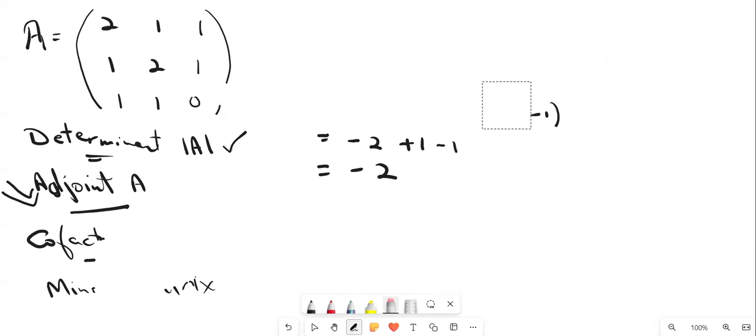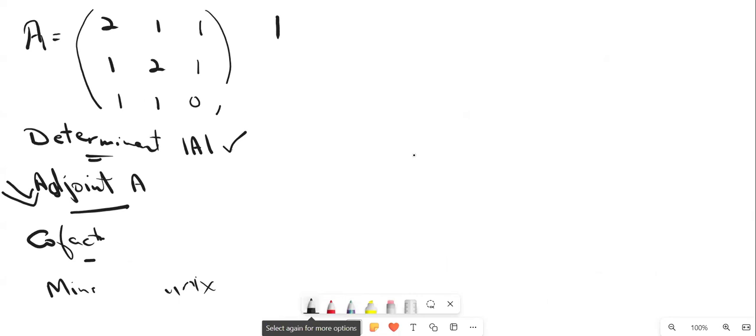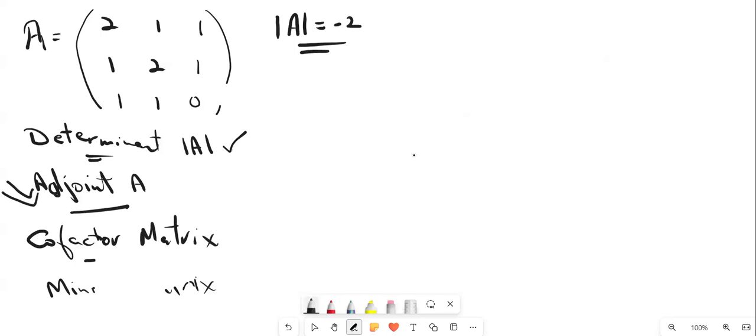So while we erase it, we found out that the determinant of A equals -2. Save that, right? So we got to get our adjoint of A. So we got to get the cofactor matrix. But before we get it, we have to have what we call the matrix of minors, right? So all of that, a lot of work, right? So how do you actually get that?